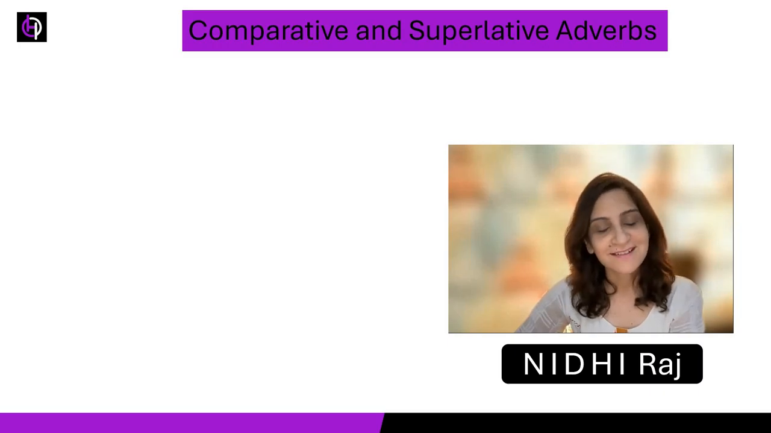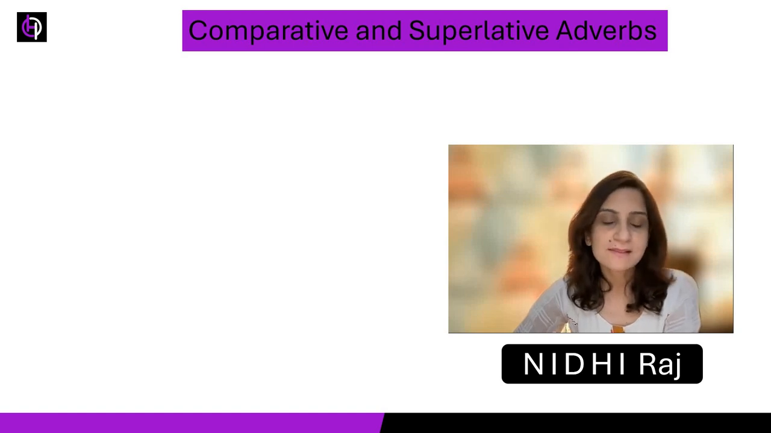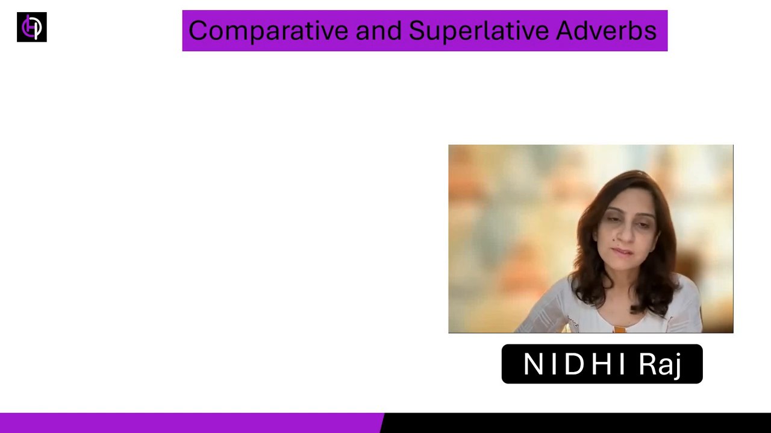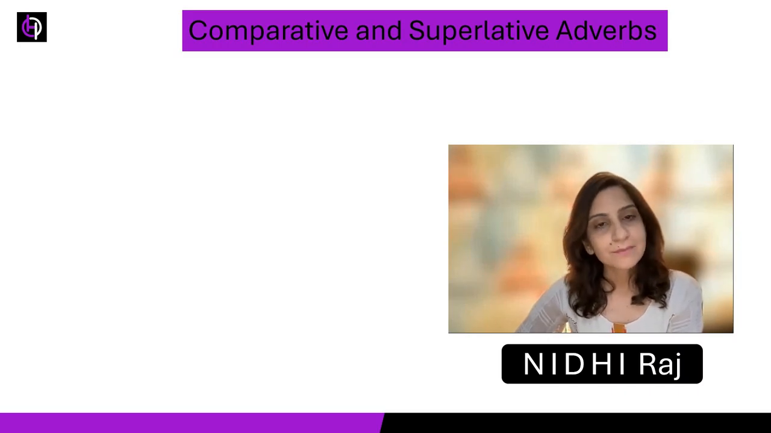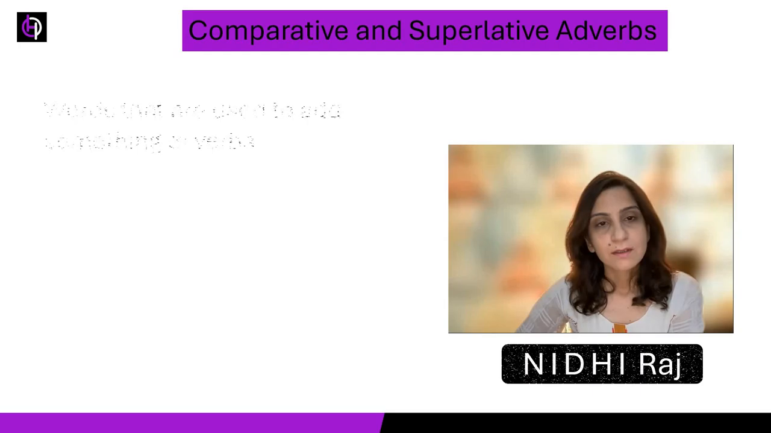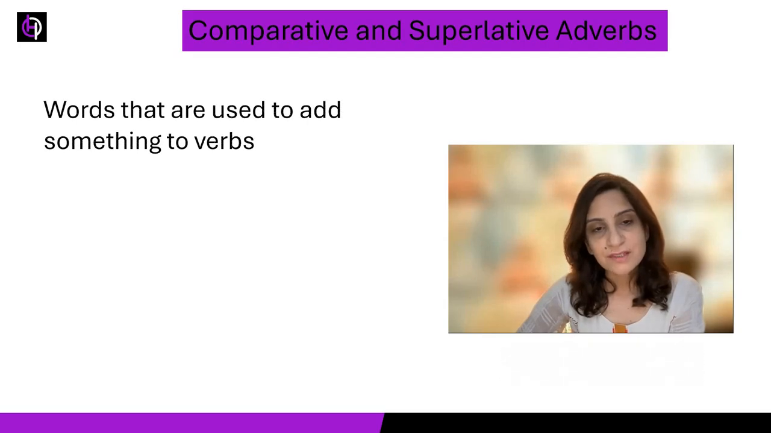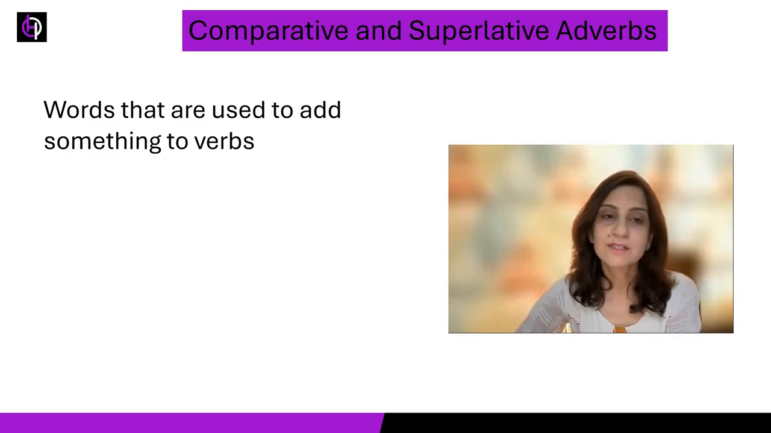So let's get started. Well, students, adjectives, as you are aware, are words that we use to add something to our nouns or pronouns. Adverbs are words that are used to add something to our verbs. As adjectives have their comparative and superlative degrees, similarly, our adverbs also have their comparative and superlative forms.